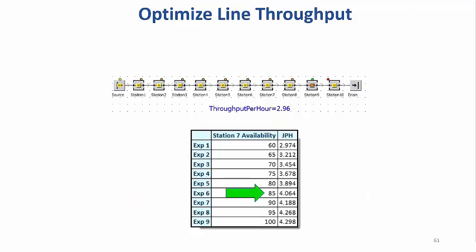Using the Experiment Manager, we vary station 7 availability from the current 60% to 100% in increments of 5. An availability of 85% results in our goal of 4 jobs per hour. If it is possible to increase that machine's availability, then we're done. Other possibilities are decreasing the processing time and or setup time, or replacing the machine with a more reliable or faster machine.